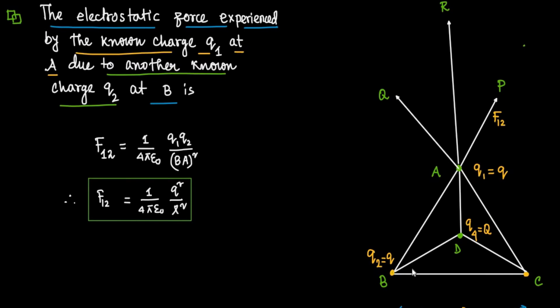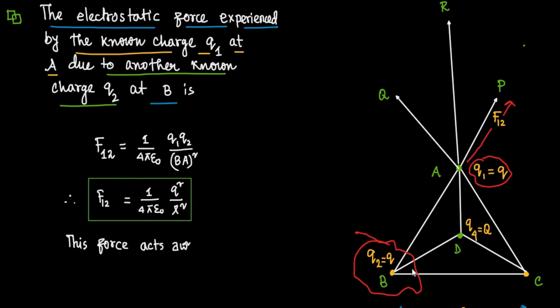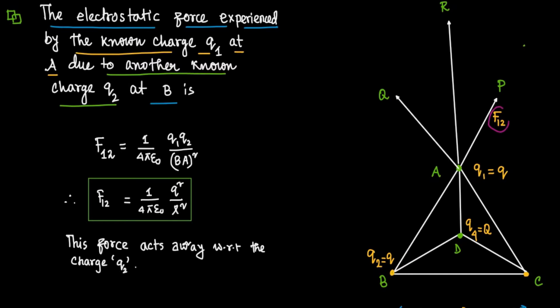In the diagram, we can denote the direction of this force F12. Q1 equal Q experiences a force F12 along AP due to the known charge Q2 equal Q at the point B. This force acts away with respect to the known charge Q2 equal Q from the point A, along AP.